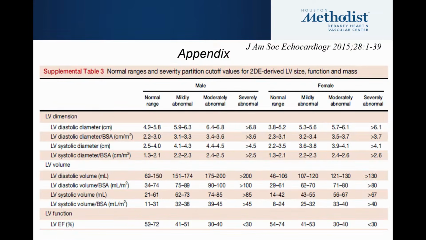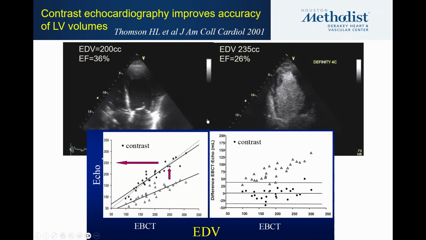And these are some of the tables that we have that tell us what diameters are within normal range based on body size, male and female, correction for body surface area, and what is normal, mild, moderate, severe. So those things are all in the lab, and we use them every day.